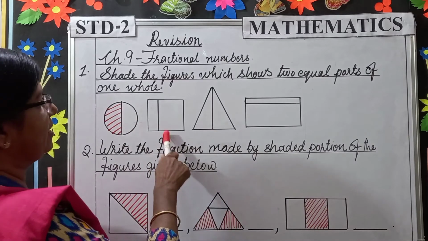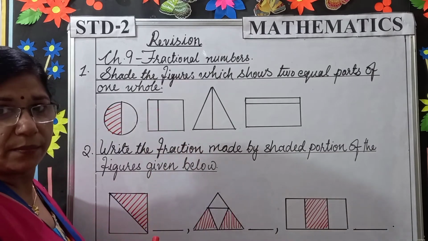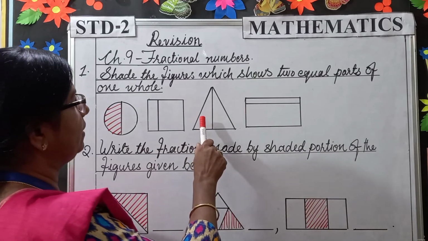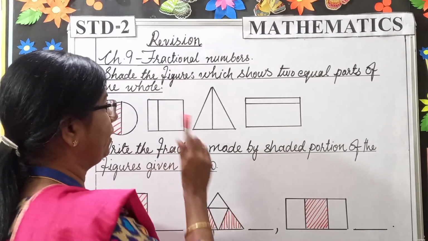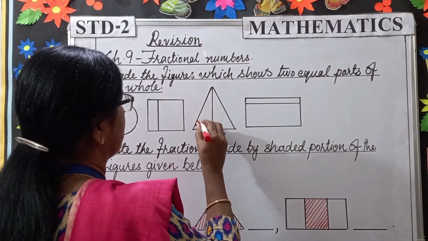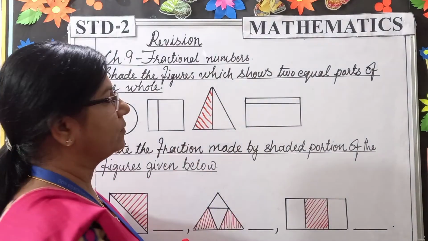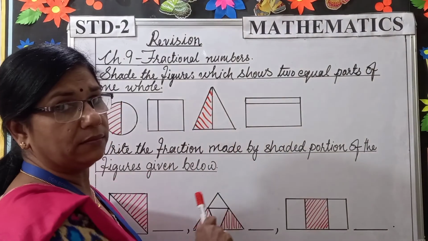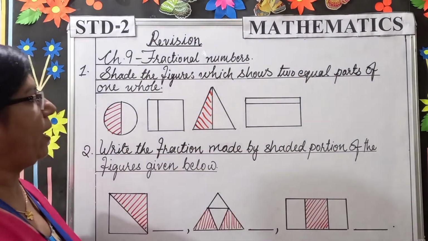Now next figure, is it equally divided, children? No, one is small and the other one is big. So now next figure, here the triangle is equally distributed. Let us shade one part. This is 2 equal parts. Is this figure equal parts, children? Not at all. One is small and the other one is big. So you don't have to do.